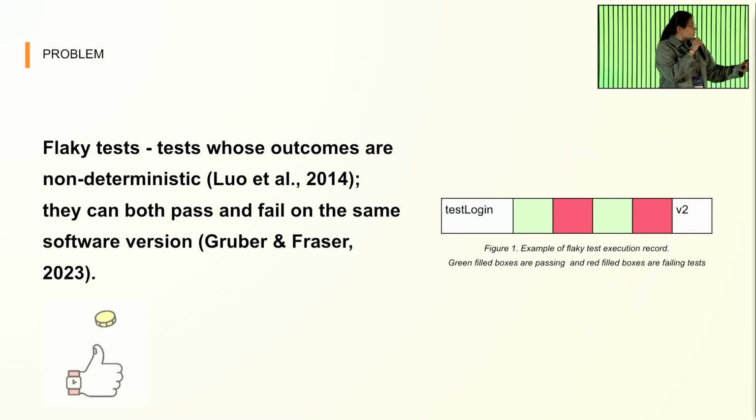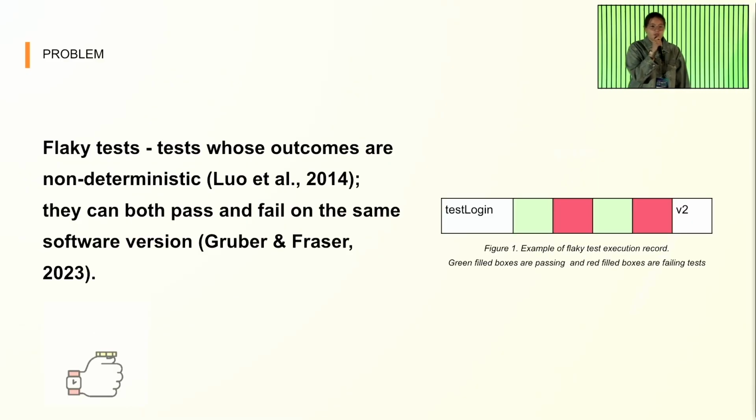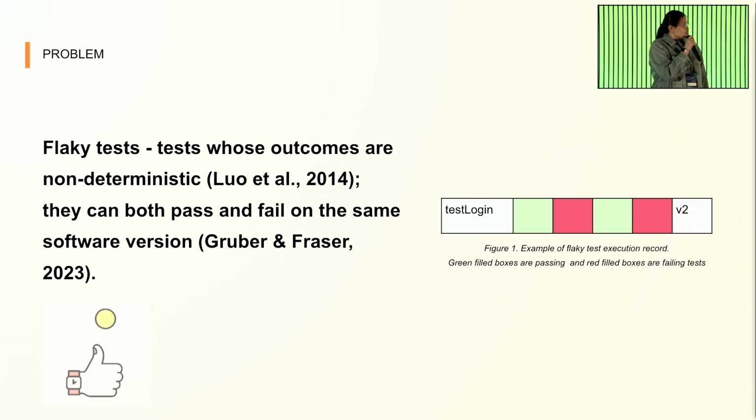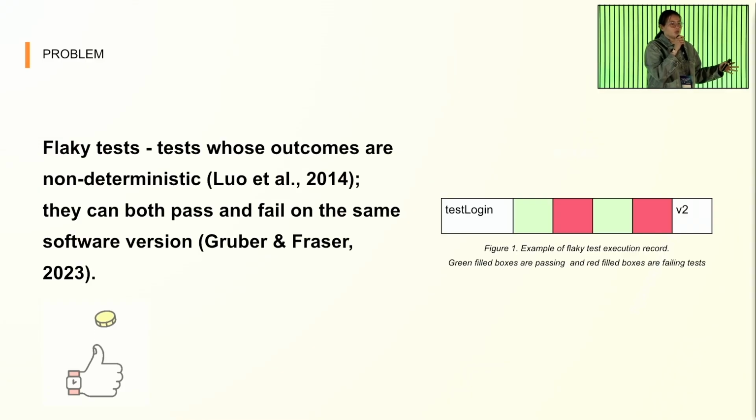So let's start from scratch: what are flaky tests? It's like when you flip a coin, you're not sure about the outcome, whether it's a tail or a head. The same happens with a flaky test. You're not sure about the outcome. It's not stable, basically.